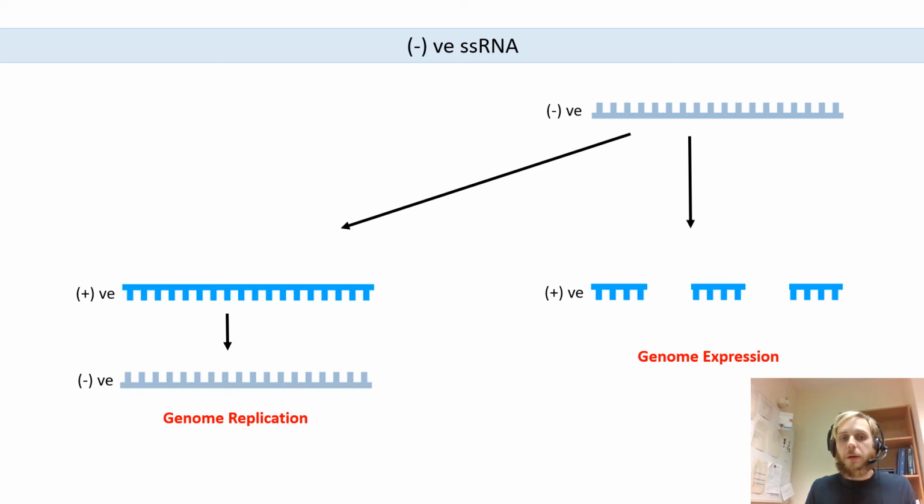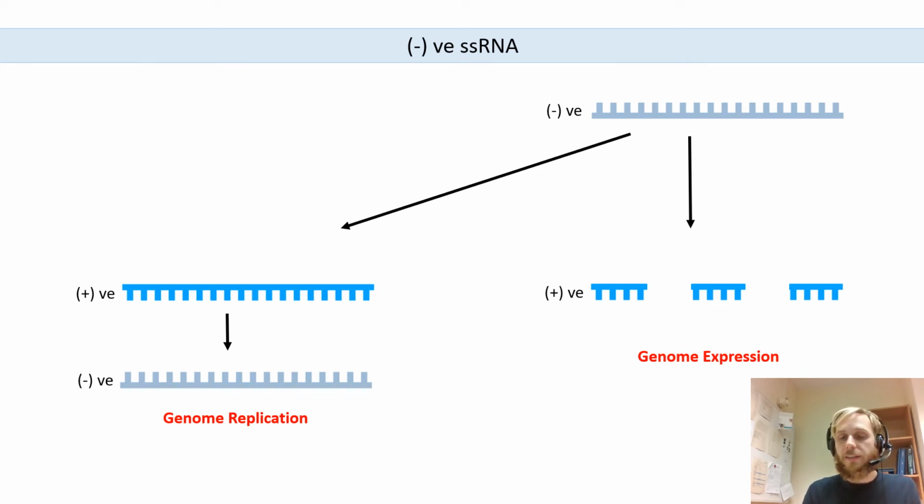Next, we need to think about genome replication. So we're introducing the idea of genome replication into the mix. And again, we're seeing that genome replication does involve the production of full length fragments. Just like with the positive sense RNA viruses, we have subgenomic fragments being used for genome expression. Then we have full length copies of the viral genome being produced for genome replication.